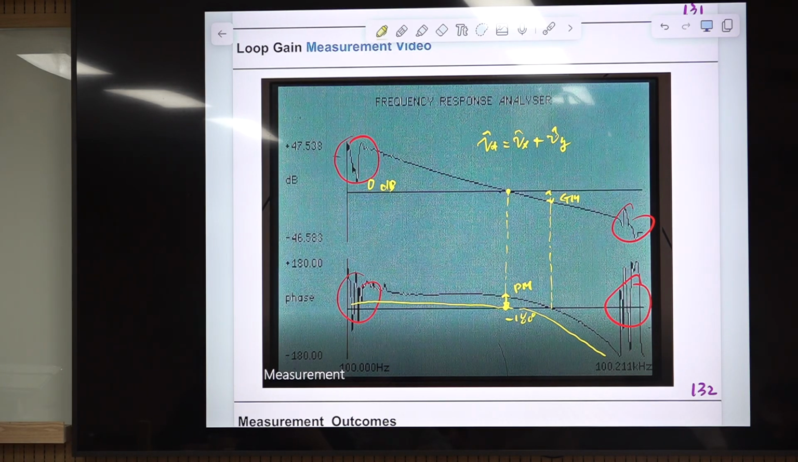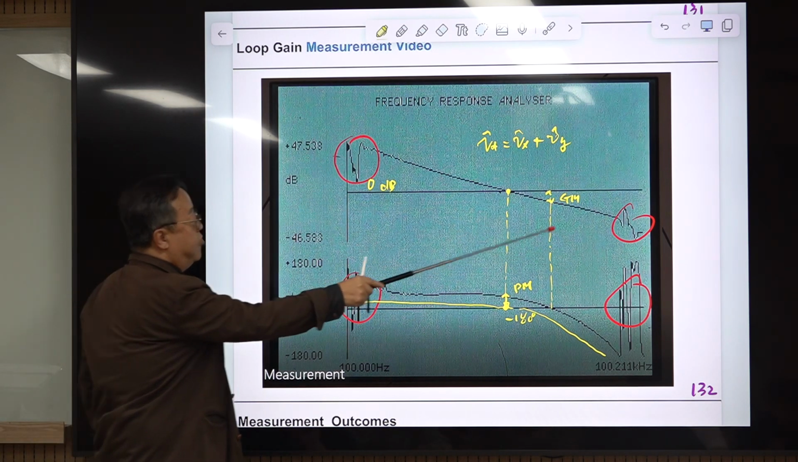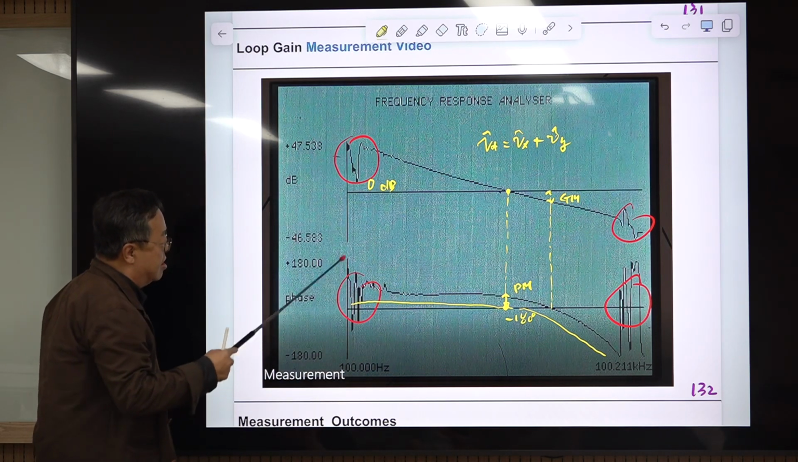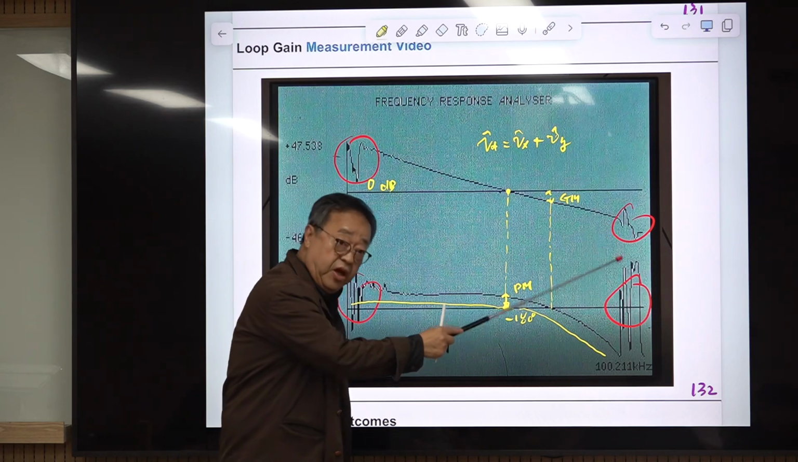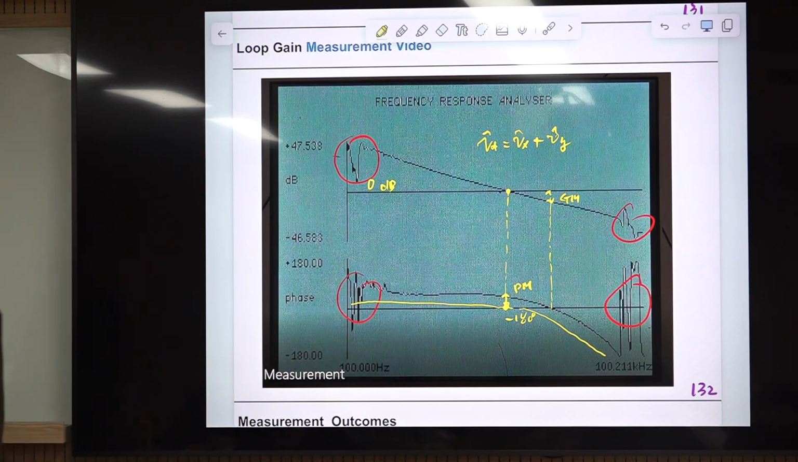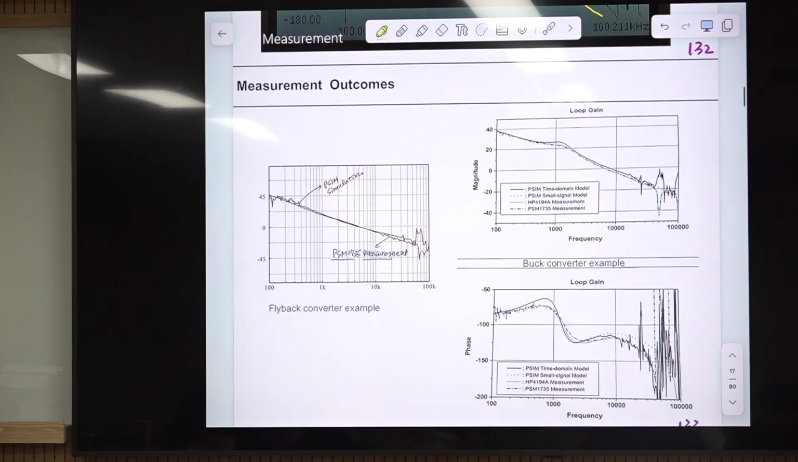I fixed that. Okay, and also there are many noises at low frequencies and high frequencies, and in particular the phase shows this crazy behavior here and there. So there is a reason for this, and I'll explain the reason of that noise appearance later.